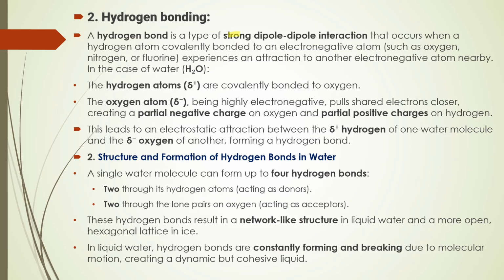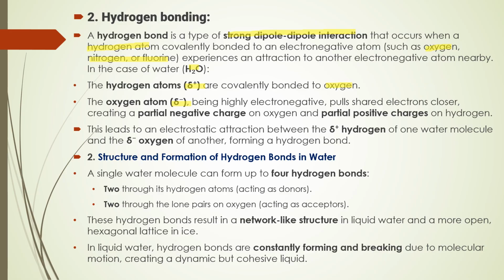Hydrogen bonding is a type of strong dipole-dipole interaction that occurs when a hydrogen atom covalently bonded to an electronegative atom such as oxygen, nitrogen, or fluorine experiences an attraction to another electronegative atom nearby. In the case of H2O, the hydrogen atom, partial positive, is covalently bonded to oxygen. The oxygen, partial negative, being highly electronegative, pulls shared electrons closer, creating a partial negative charge on oxygen and a partial positive charge on hydrogen. This leads to an electrostatic attraction between the partial positive hydrogen of one water molecule and the partial negative oxygen of another, forming a hydrogen bond.